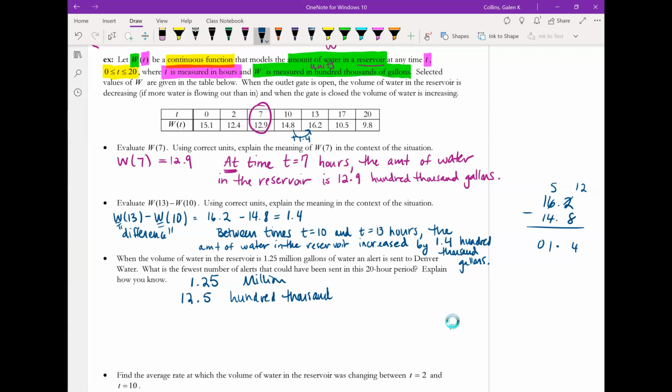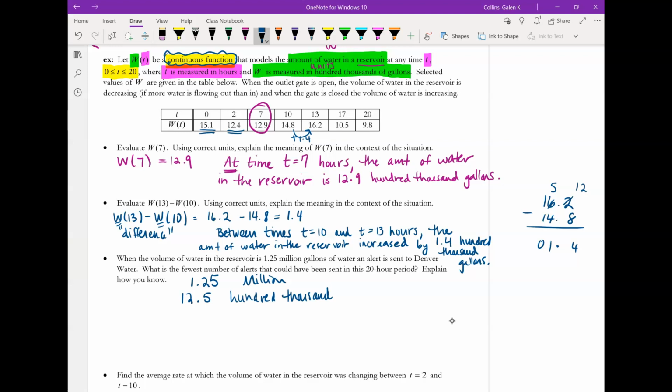So if we think about it, going back to this phrase that I highlighted at the beginning, we were told that this is a continuous function. So meaning there's no discontinuities. What I mean by that is we can't jump from 15.1 hundred-thousand down to 12.4 without passing all those volumes in between. So the function, if we were to look at a graph of it, wouldn't have any discontinuities. So I want to think about how many times we must cross this 12.5 hundred-thousand threshold.